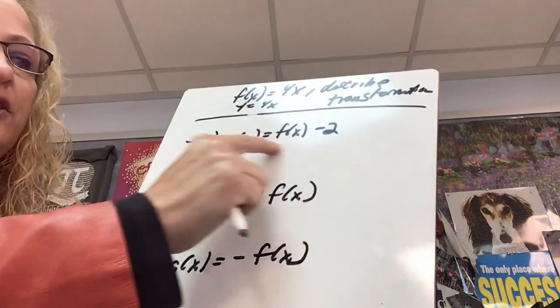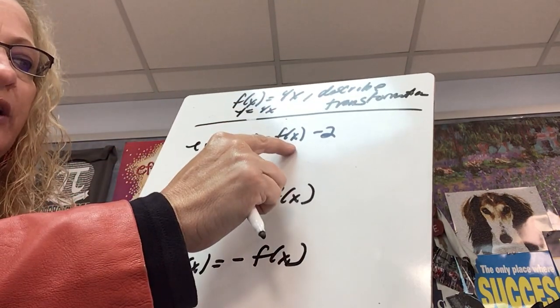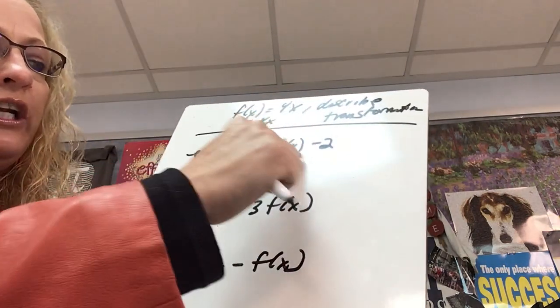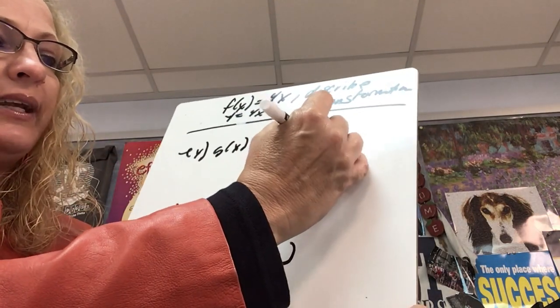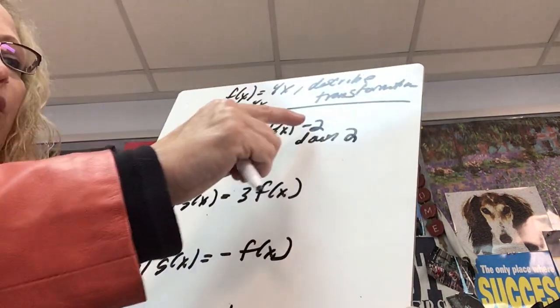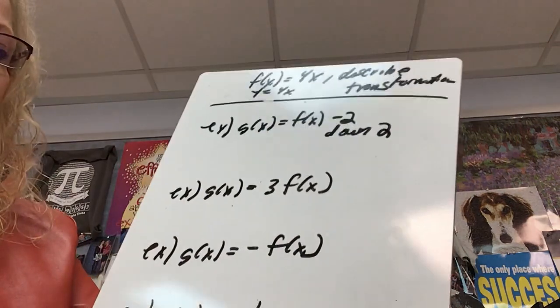So now this is just a way to say I'm taking this function and subtracting 2. Well, what does subtracting 2 mean? We know that that means it's going to be translated down 2. So it's going to be moved down 2. So my y-intercept is going to be 0, negative 2.